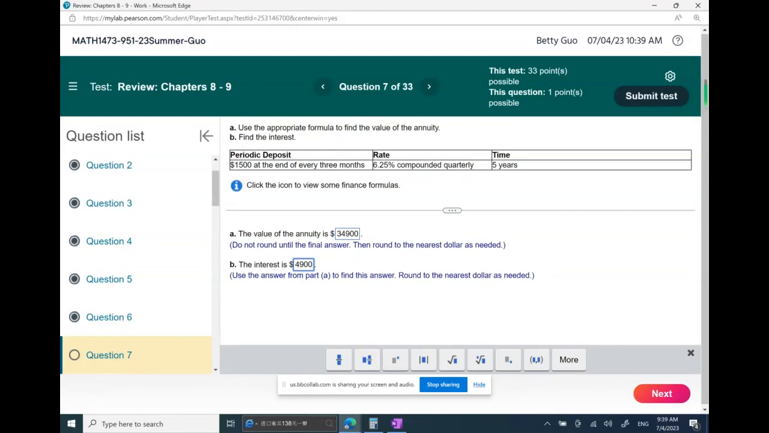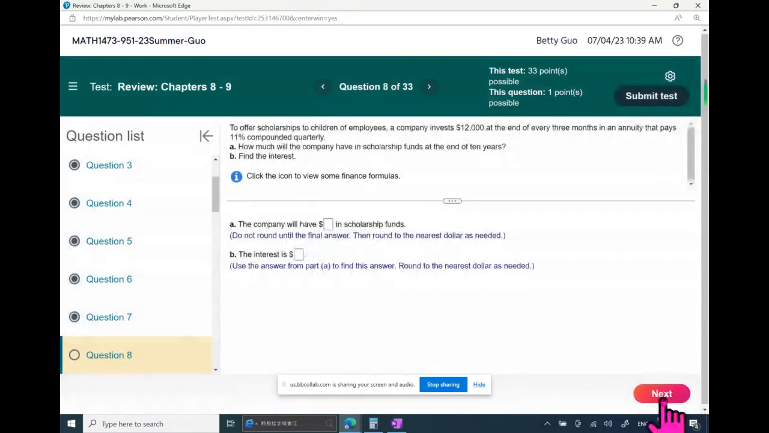The difference between the future value of your annuity and the money you contribute over the 5 years is your interest, your gain from the annuity. Use the answer from part A to find this answer. Round to the nearest dollar as needed. And that's correct. So that's about annuity.